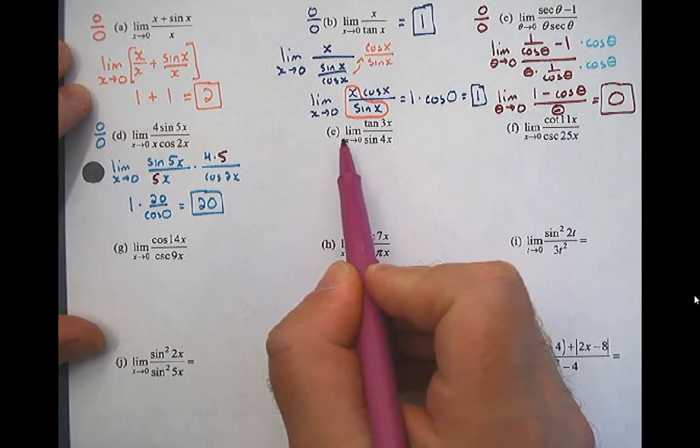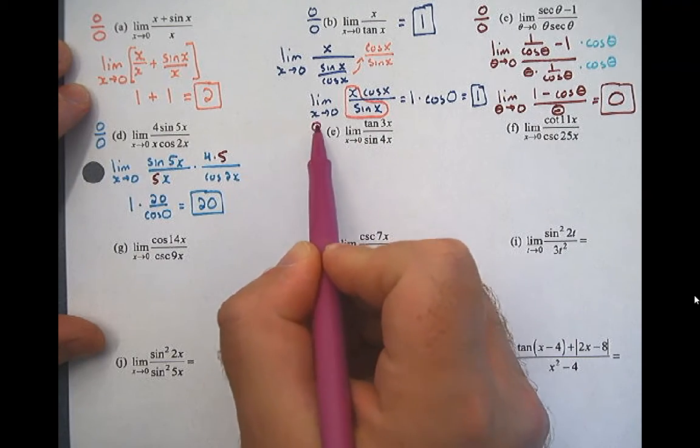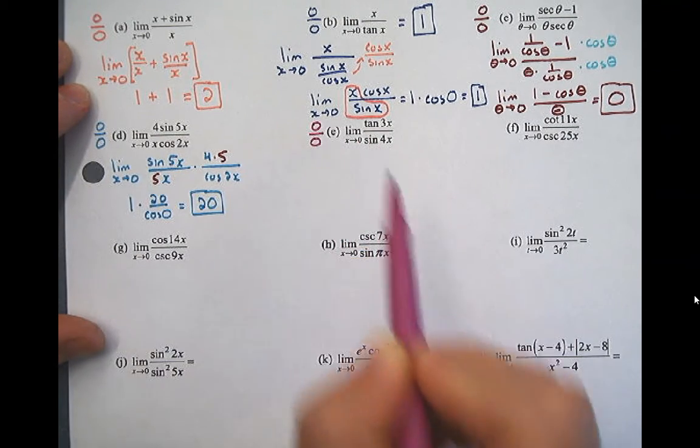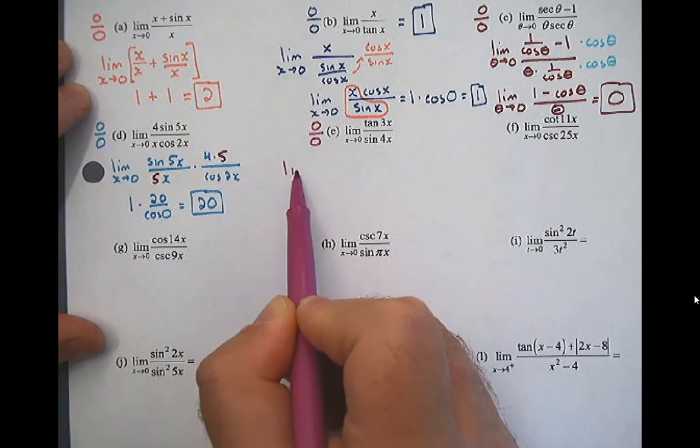Here you go again. Tangent of 0 is 0. Sine of 0 is 0. You take it from there.